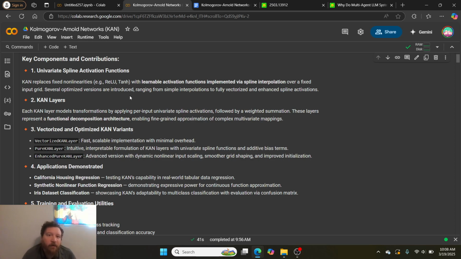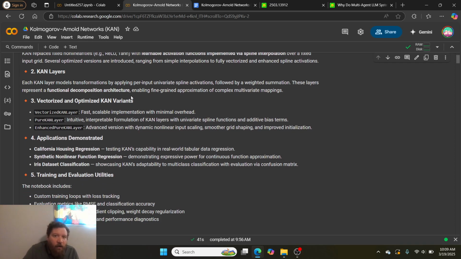You can add ReLU to it. In my test, it didn't have any results, but I'll showcase it to you. The second thing to understand within this is KAN layers. Each KAN layer models transformations by applying per-input univariate splines and activations, followed by a weighted summation. These layers represent a functional decomposition architecture, enabling fine-grained approximation of complex multivariate mappings. Then there are a lot of vectorized and optimized KAN variants, so there are multiple ones, right?